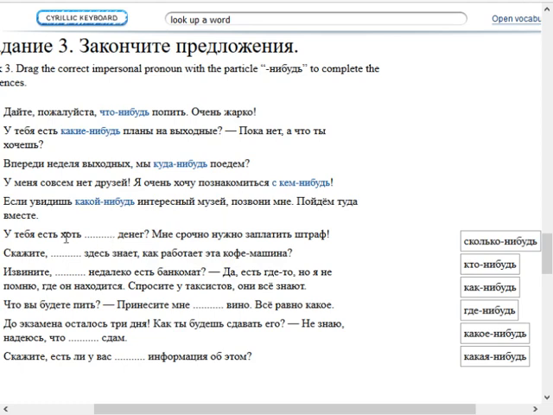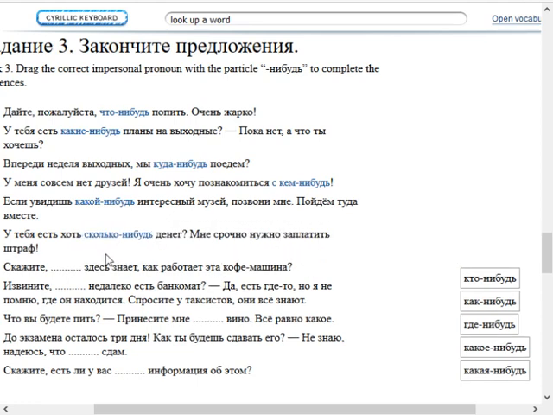У тебя есть хоть сколько-нибудь денег? Do you have, I guess, сколько-нибудь, any amount? It's like, do you have any amount of money? Мне срочно нужно заплатить штраф. Okay, so do you have any amount of money? Do you have any money? I urgently need to pay a penalty, or I guess a fine. I urgently need to pay a fine.